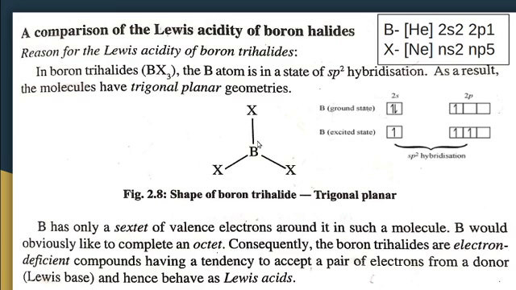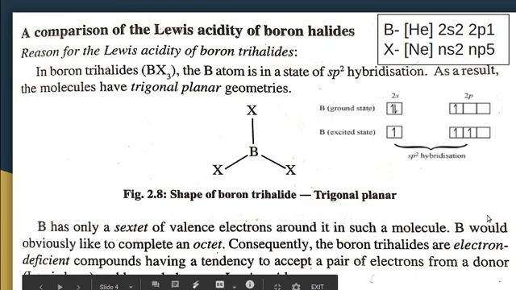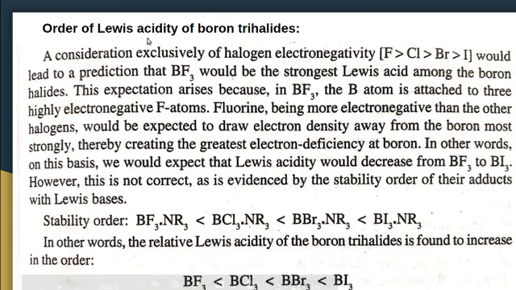So this is considered an electron deficient species. BF3 has a trigonal planar structure and is considered an electron deficient species and a Lewis acid at the same time. So it can accept a pair of electrons from any other Lewis base. Now let us discuss the order of Lewis acidity of boron trihalides. That means which boron trihalide has the highest Lewis acidity.